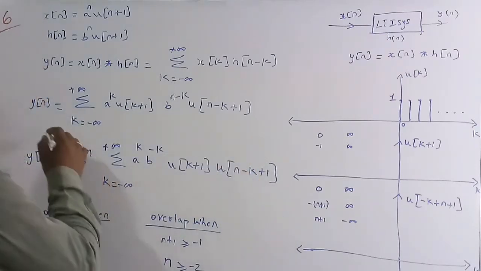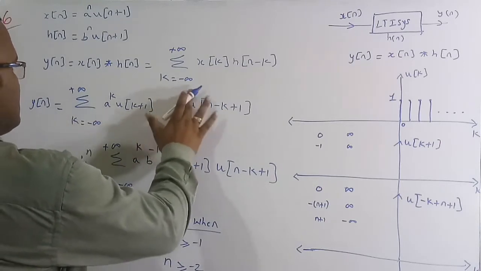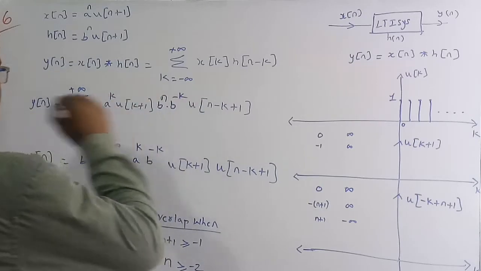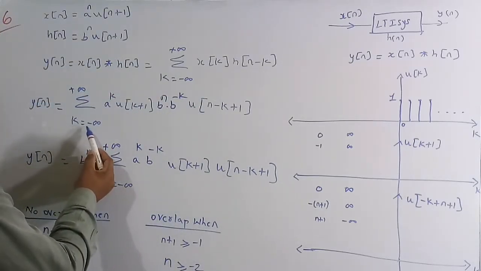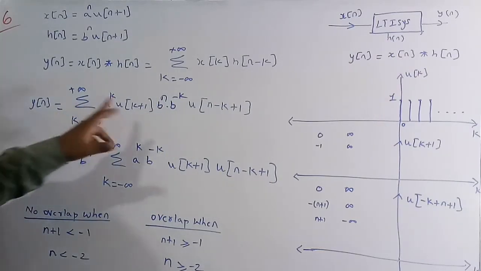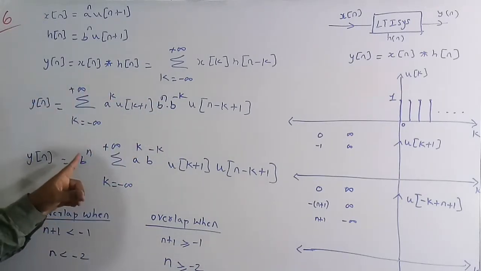Now we need to simplify this. If you see carefully, b to the power of n minus k can be written as b to the power of n into b to the power of minus k. The summation is over k from minus infinity to plus infinity, but n is a constant value. So b to the power of n is also a constant, and we can take it outside the summation. Therefore y of n is equal to b to the power of n.